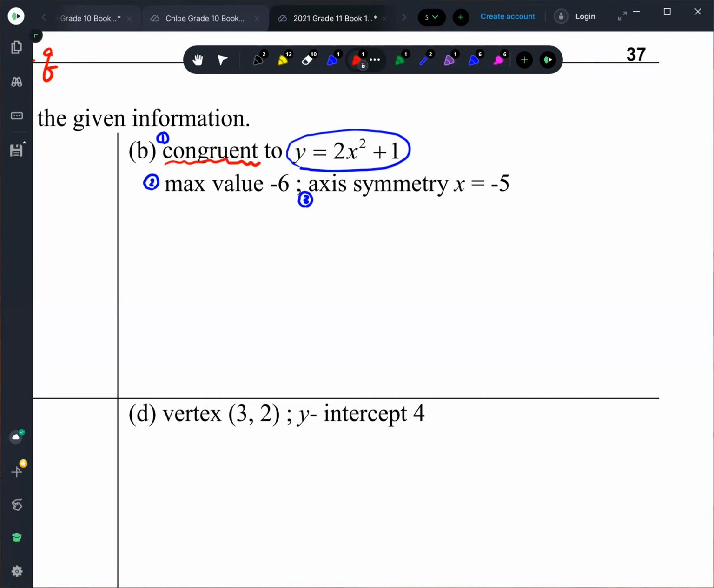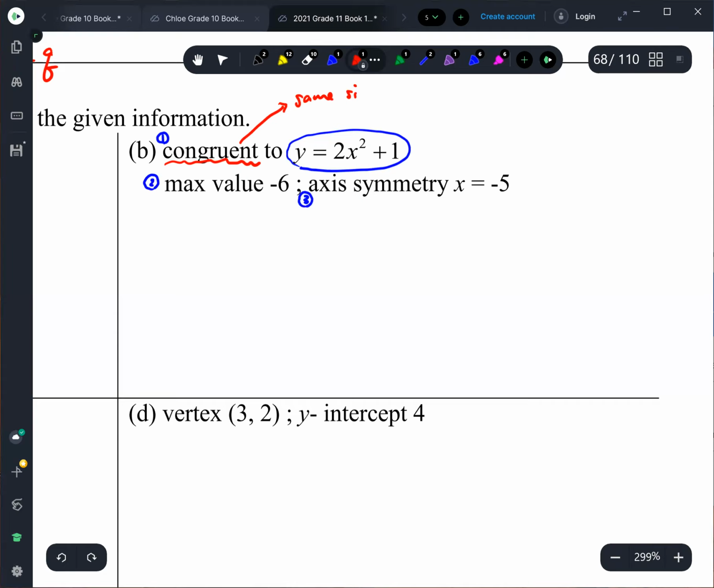Does it mean similar or identical? Okay. It's identical, not similar. Similar will be the same shape but could be different size. So identical will be exactly the same. So for congruent, we'll just say it's the same size and shape, which means identical.